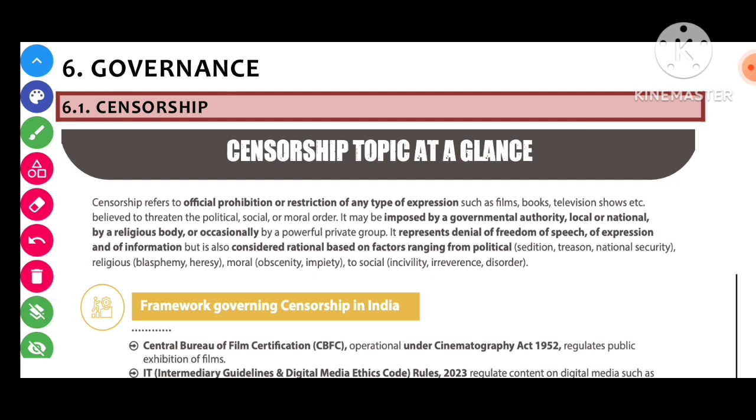It refers to the official prohibition or restriction of any type of expression such as films, books, television shows, etc. believed to threaten the political or social or moral order, and it may be imposed by a governmental authority, local or national, by a religious body, or occasionally by a powerful private group.